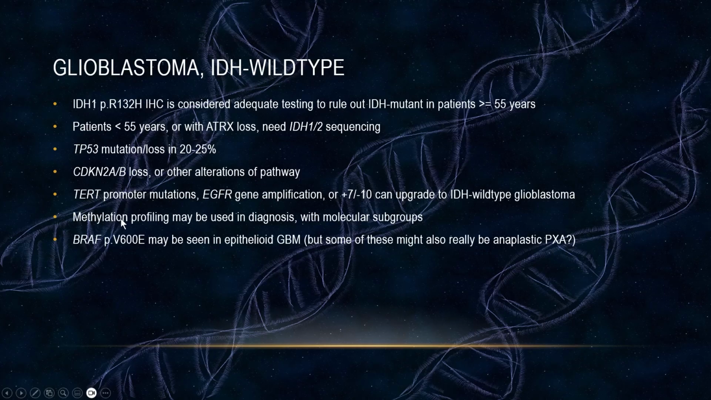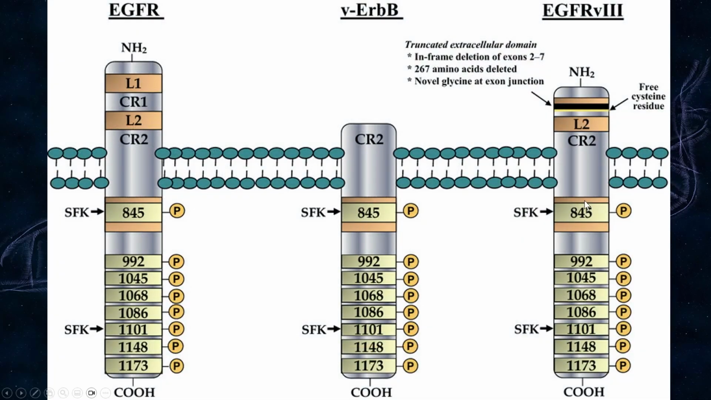So we'll talk about methylation profiling at the end, but that could be used in diagnosis, and it has some molecular subgroups. And BRAF V600E can be seen in epithelioid GBM, but there are some catches, maybe some of these are getting reclassified. Maybe that's anaplastic PXA, which I'll also show a little bit at the end.